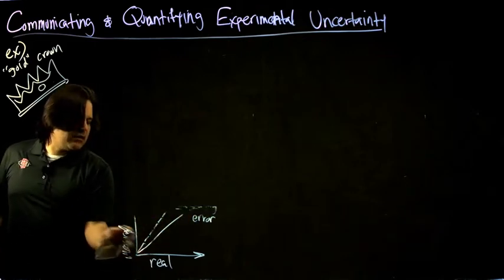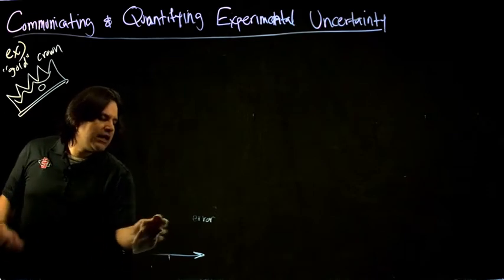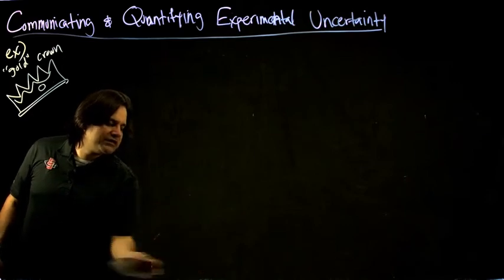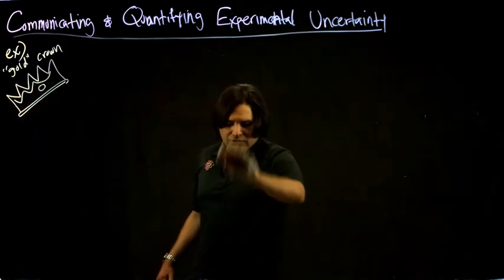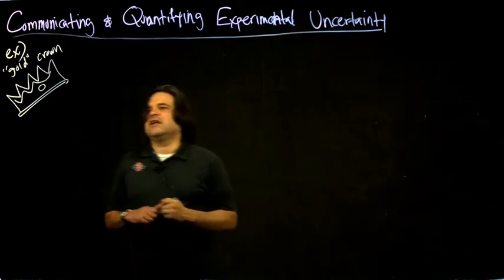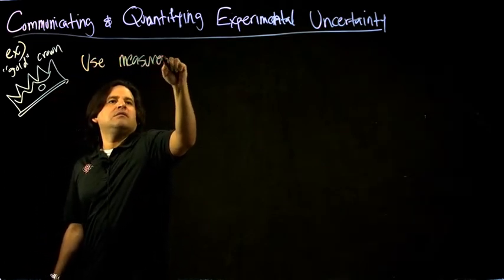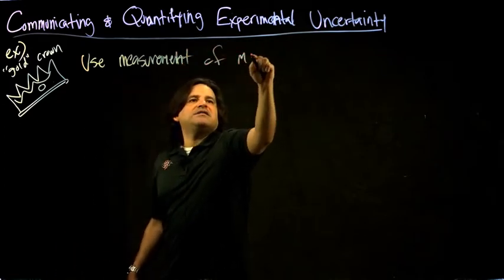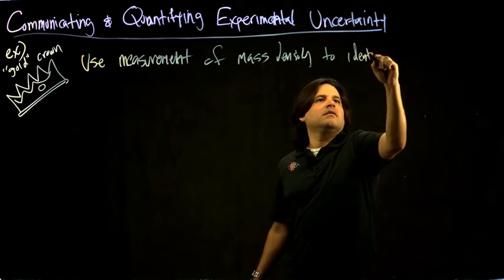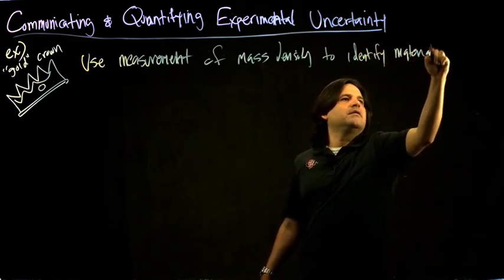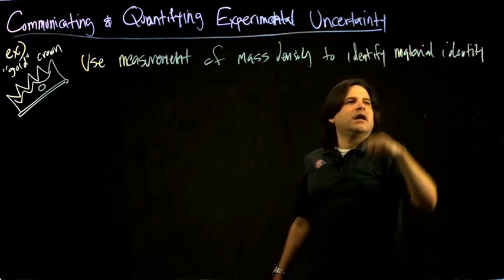So what Archimedes did back in the olden days, he used the principle of displacement: if you dunk it in water, how much water gets displaced by this crown, and then you can get the density from there. So we're going to skip that technique, but we're going to use the measurement of mass density to identify a material identity.